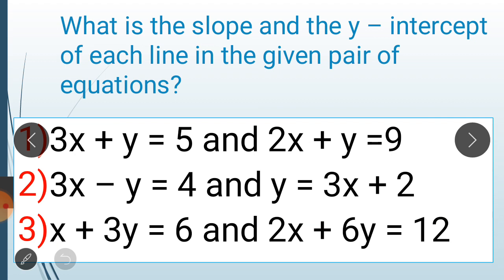Let's proceed. What is the slope and the y-intercept of each line in the given pair of equations? This is the first activity for identifying what kind of system we have. Because we have 3 kinds of systems, this is a preliminary activity. Number 1: 3x plus y equals 5, and 2x plus y equals 9. Check, this is a system of linear equations in two variables. The direction here is to find the slope and the y-intercept.